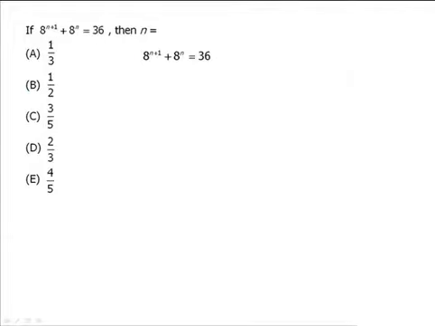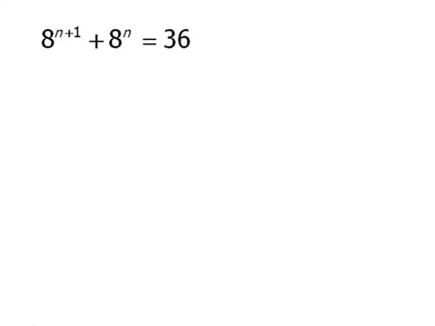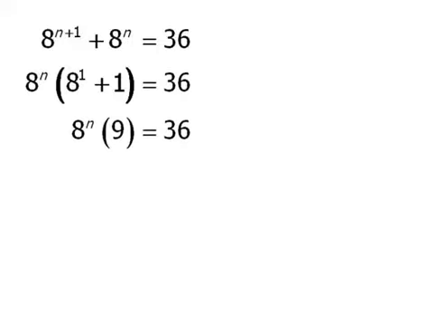Okay, let's rewrite our equation over here. Now the big step to solving this question is to recognize that we can factor out of the left-hand side an 8 to the power of n. When we do this, we get inside the brackets 8 to the power of 1 plus 1. We can now evaluate the portion inside the brackets to be 9.